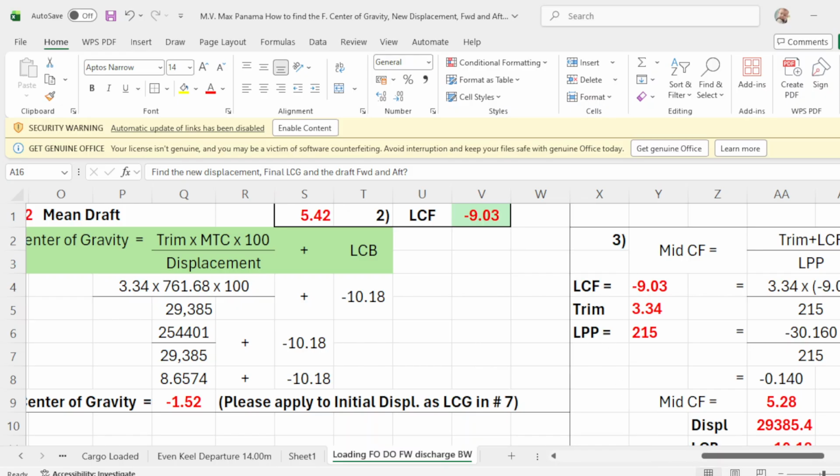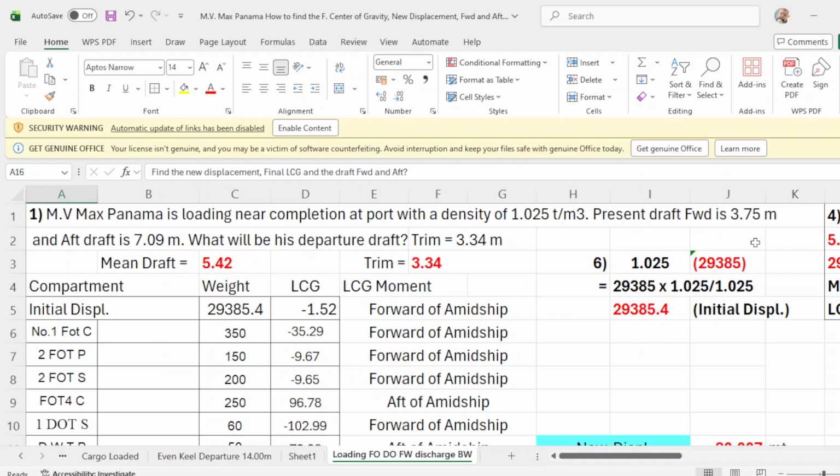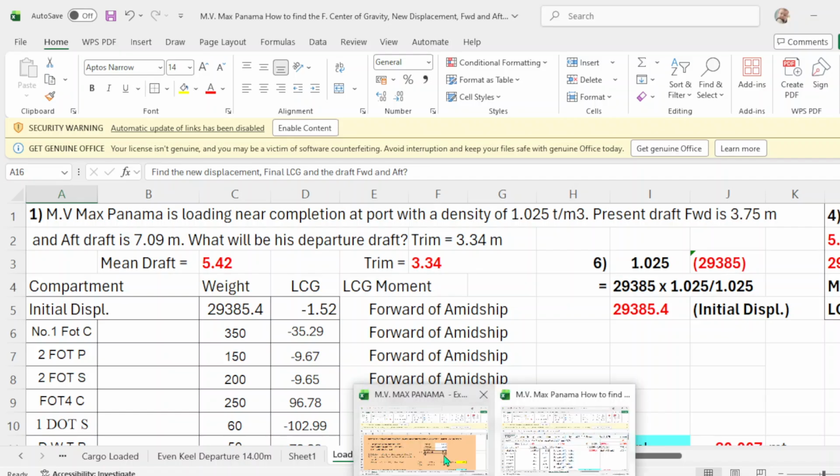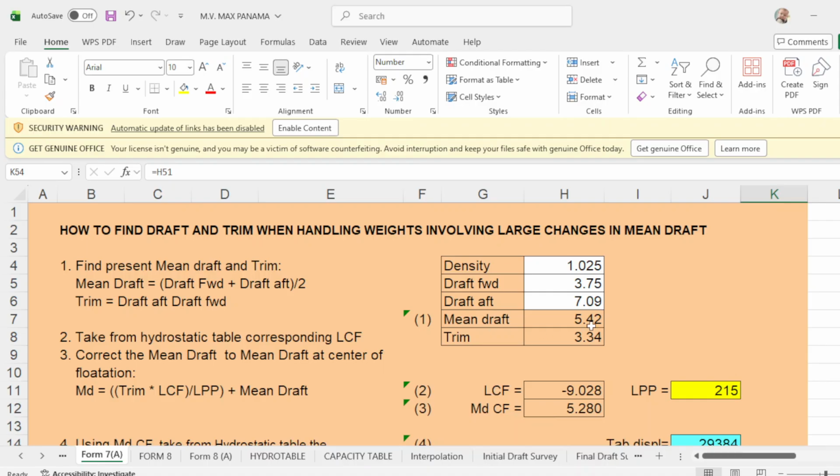So your forward draft is 3.75 and aft draft is 7.09, and your mean draft is 5.42 and your trim is 3.34. Check the program. Your mean draft is 5.42 and your trim is 3.34. That will be number 1. Then we go to number 2. You look for the LCF of this mean draft of 5.42, which is 9.03. Okay, that will be number 2.